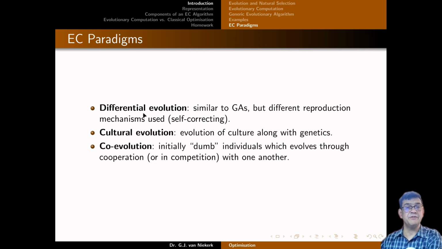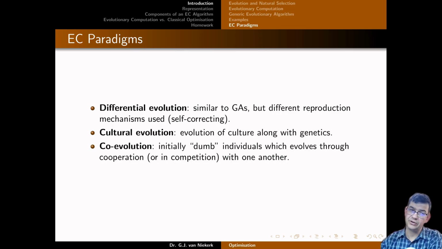We have differential evolution, which is a self-correcting kind of scheme, which is incredibly interesting and powerful, because you don't have to determine how big your mutation rates and things are going to be. The algorithm itself auto-adapts to that.